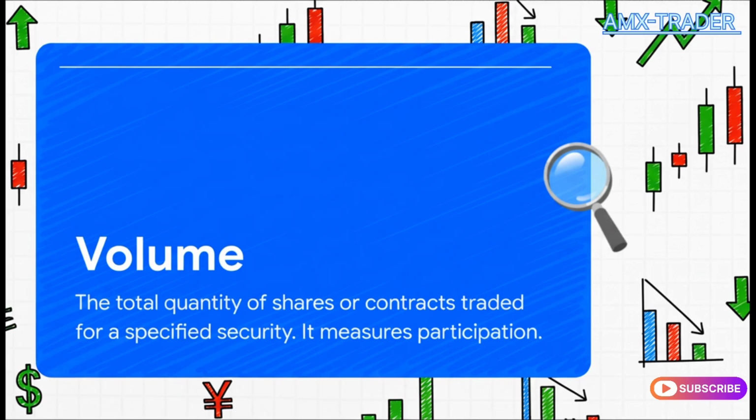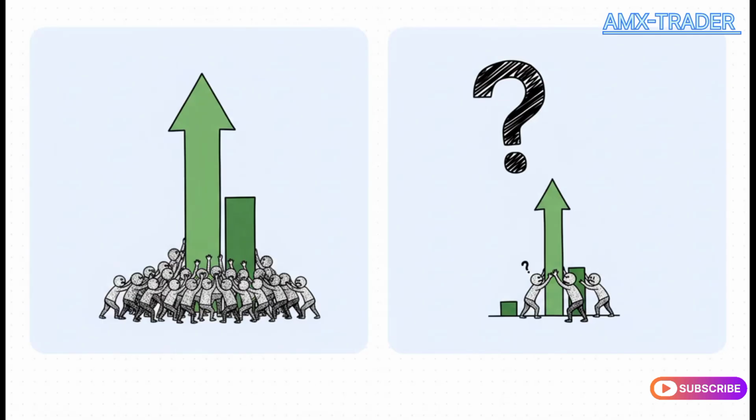A price move without much volume is kind of like a whisper. It might not mean anything. But a big price move with a ton of volume, that's a shout, and you should probably listen. Let's really look at the difference here. High volume is your confirmation. It means there's real money, real belief behind a move. It validates what you're seeing.